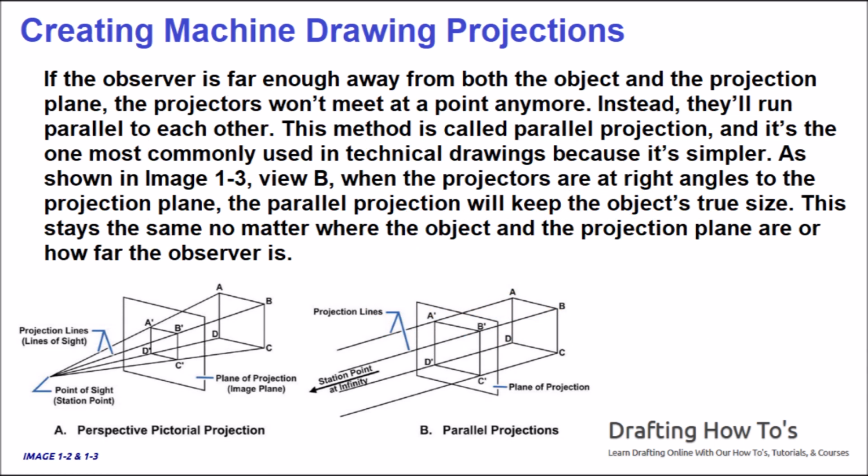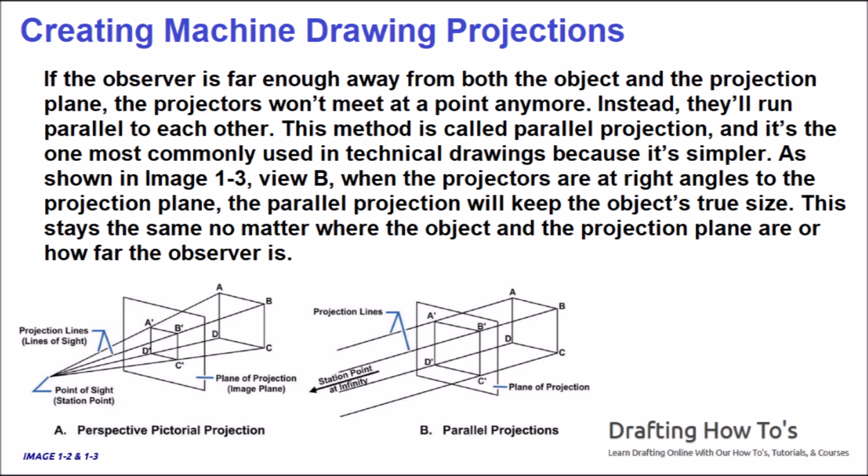If the observer is far enough away from both the object and the projection plane, the projectors won't meet at a point anymore. Instead, they'll run parallel to each other. This method is called parallel projection, and it's the one most commonly used in technical drawings because it's simpler.